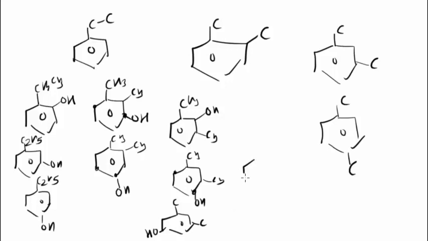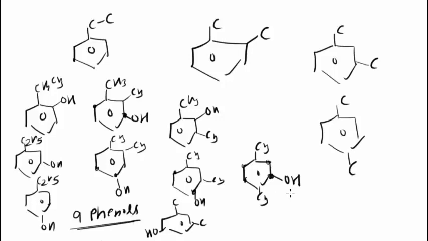Now, the fourth skeleton, if you see, unfortunately here all four positions are identical. So you will get only one phenol. So how many phenols are you getting? 1, 2, 3, 4, 5, 6, 7, 8, 9. So you get 9 phenols.